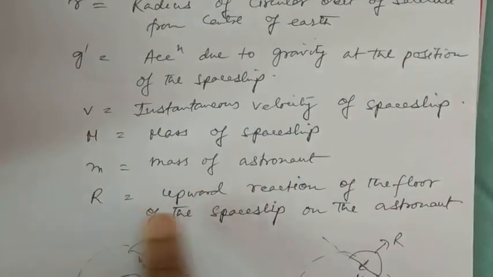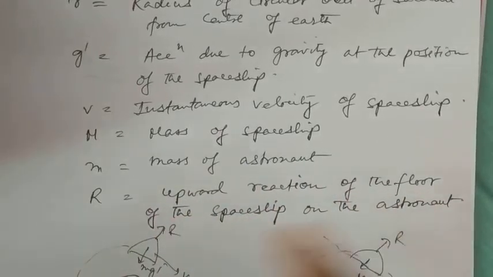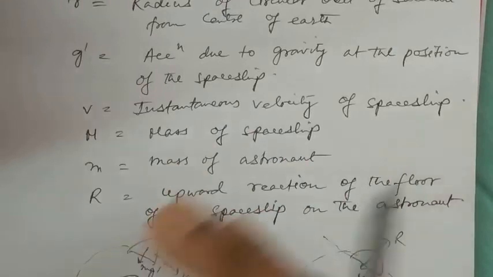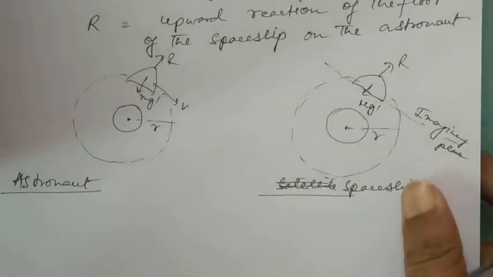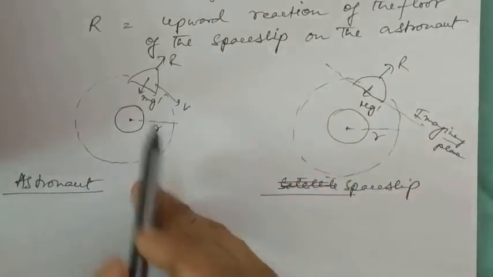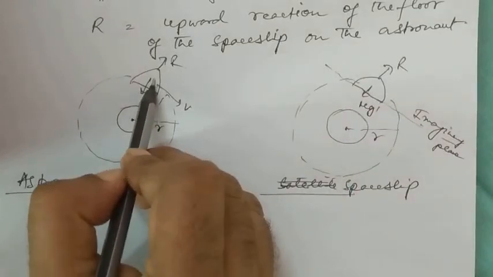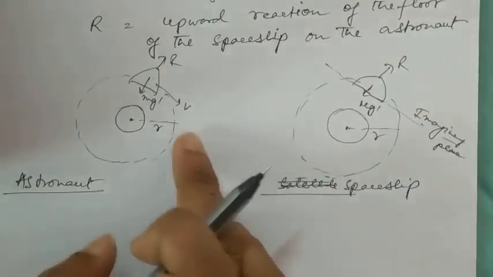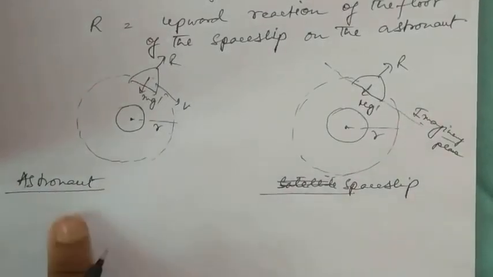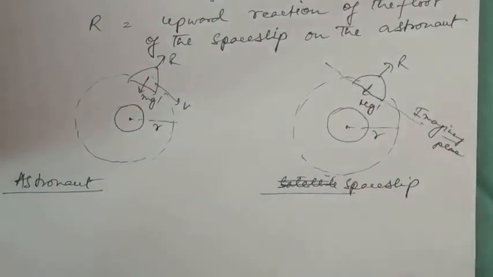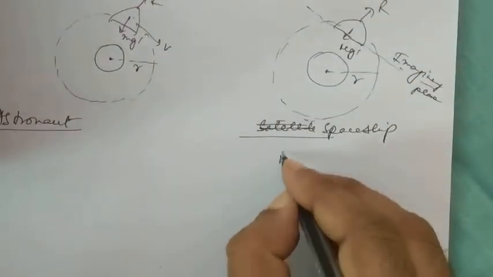Now R is the upward reaction of the floor of the spaceship on the astronaut, the reaction force provided by the floor of the spaceship on the astronaut. Now I have drawn two diagrams, one for the astronaut case and one for the spaceship case. The astronaut is inside this spaceship, and similar to this diagram, we will write two equations, one for the astronaut case and one for the spaceship case. So first we write the equation for the spaceship case.